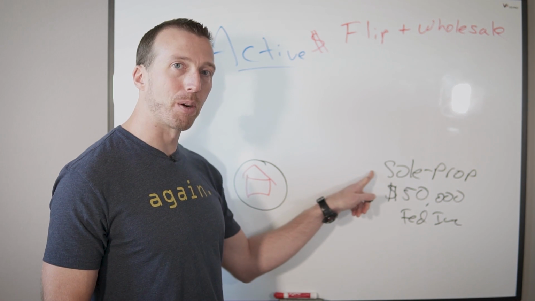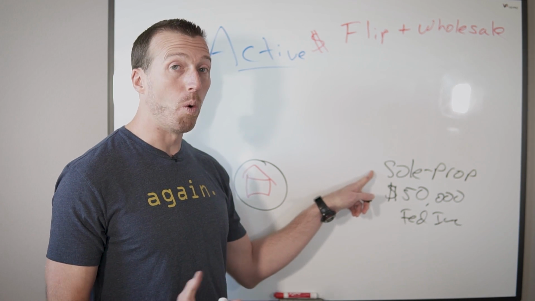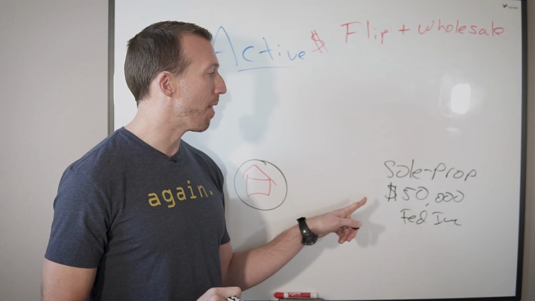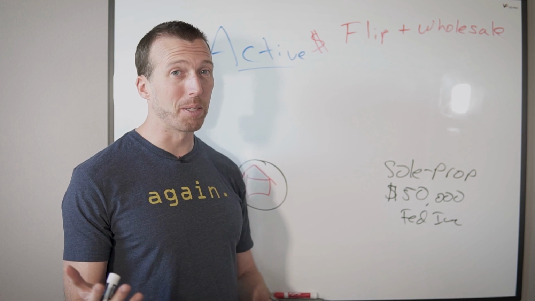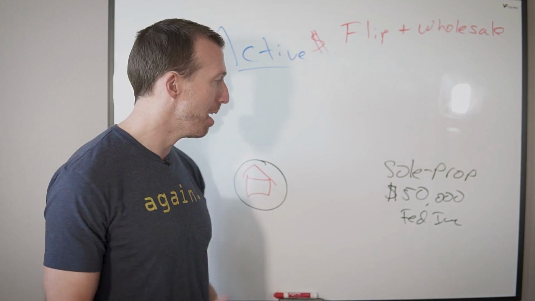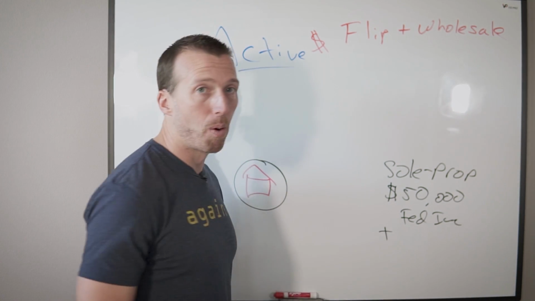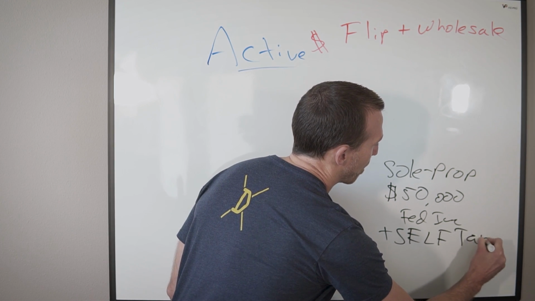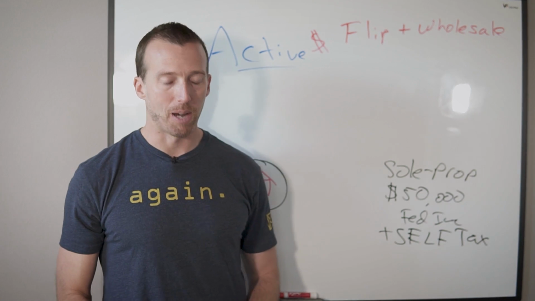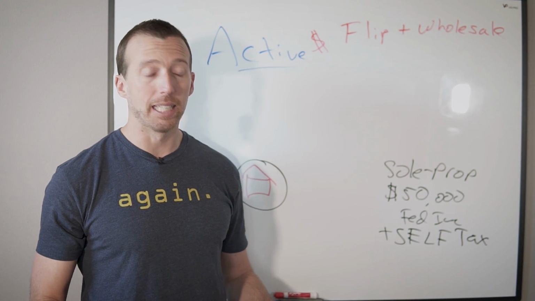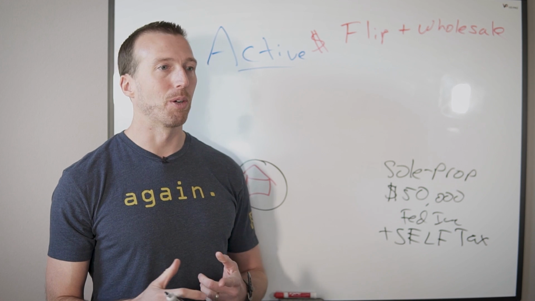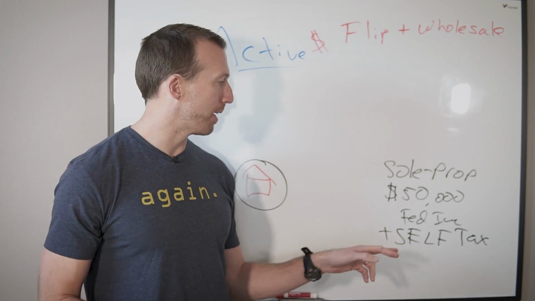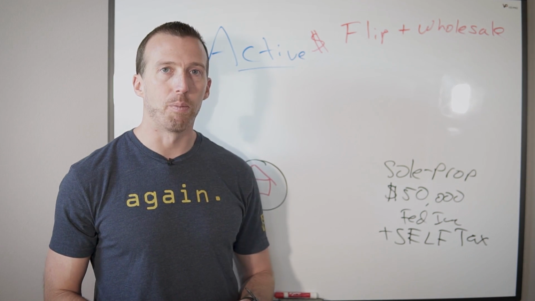So if I have this in my personal name as a sole proprietor, or what's called a disregarded LLC, which we'll get into a little bit, then I'm going to pay my federal income tax, probably some state income tax depending on what state I'm in. But more importantly, I'm also going to pay self-employment tax. Now, what is self-employment tax? Basically, that's where your Medicare and your Social Security and all that great stuff comes from at the end of the day, from the federal government.